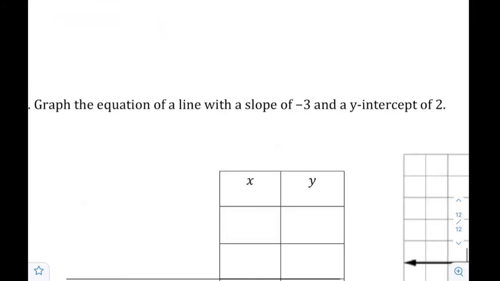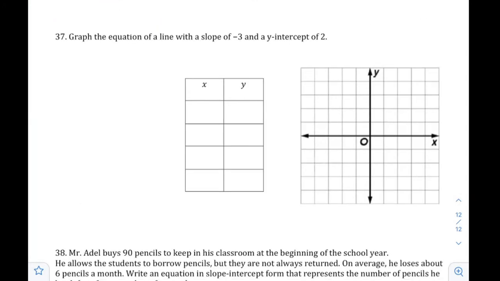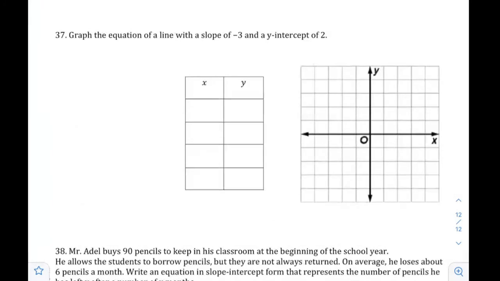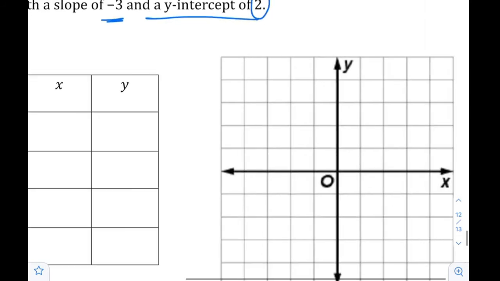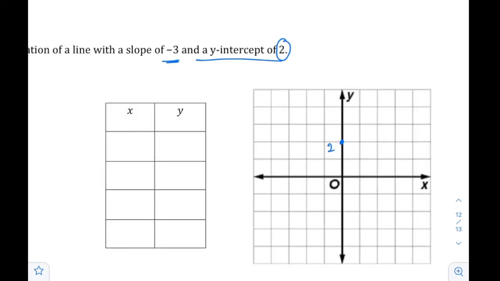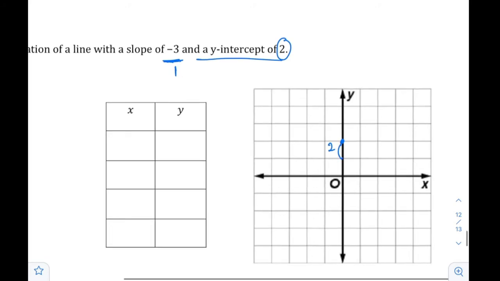C is correct. Now here, the question: graph the equation of a line with the slope of -3 and y-intercept of 2. The y-intercept is 2. That means we will start from y equals 2, which is here on the y-axis. And we don't even need this table. Slope is -3. Slope is rise over run. So you will go down 1, 2, 3 until you reach this point. And then you move to the right 1 unit. So this is our point, and you will match.